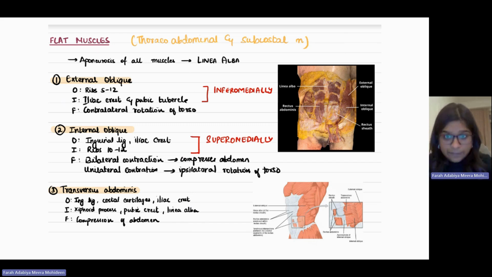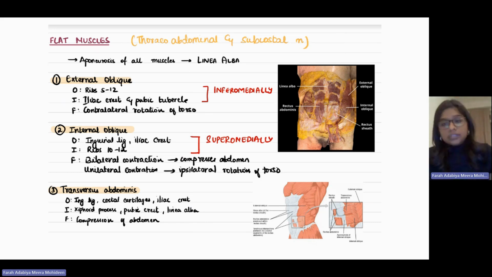Now about the function, first external oblique. They go inferomedially, hands in pocket. So if they contract, you will see contralateral rotation of your torso, meaning when you contract the right side of your external oblique, you basically move to the opposite side. That is called contralateral.